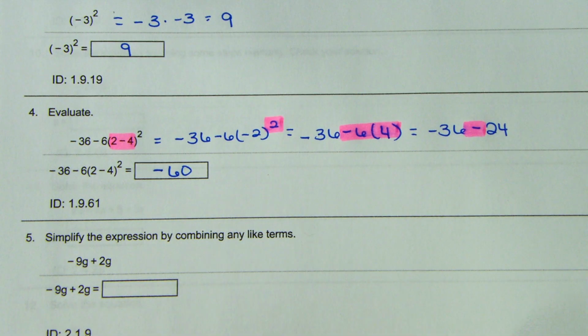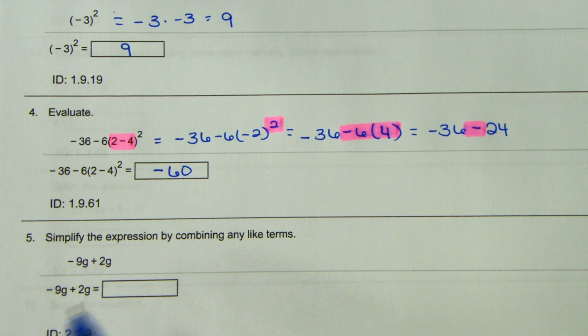Number 5 says simplify the expression by combining like terms. Remember, to be a like term, you have to have the same variable with the same exponent. We have negative 9g plus 2g. These do have the same variable, and they do have the same exponent. Remember, if there's no exponent written on a variable, it's understood that that exponent is a 1. We just don't write it in.